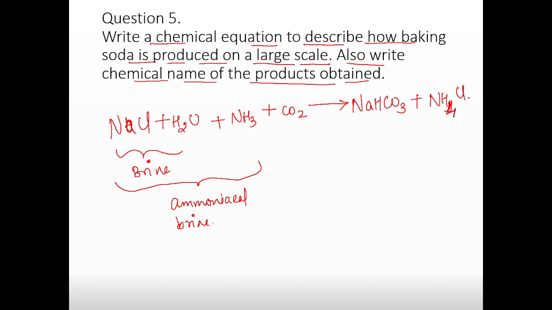Now we want the chemical name of this baking soda. So what is the chemical name of this? Sodium hydrogen carbonate. What about this? This is ammonium chloride.